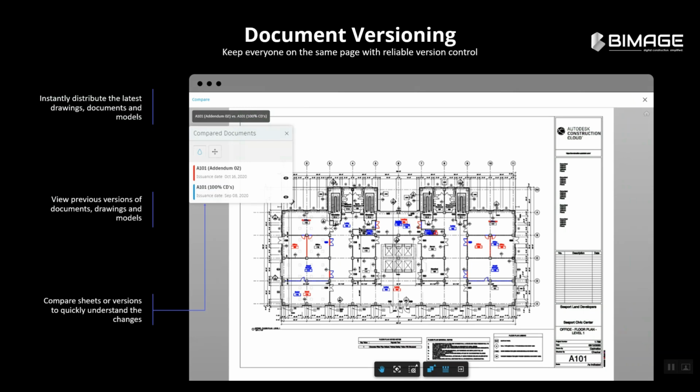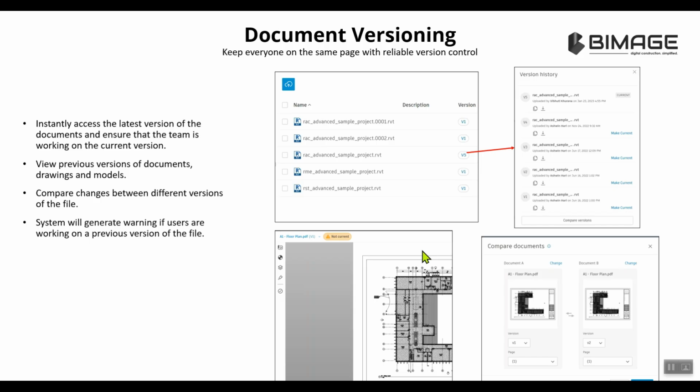And document versioning, we have already shown. So whenever we compare two versions, this is how the changes will be highlighted. One in red, that is removed. One in blue, that is newly added. Versioning.